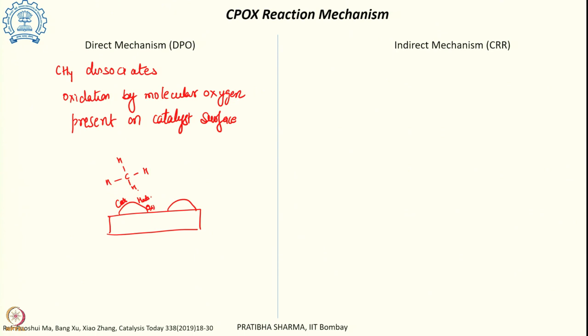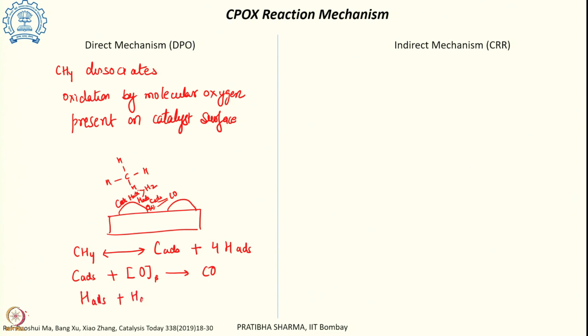So, the oxygen which is on the catalyst surface reacts with the adsorbed carbon on the surface to give CO, and the adsorbed hydrogen combines to form hydrogen molecule. So, as such, it is expected that methane on the surface of the catalyst gets adsorbed, dissociated into carbon and hydrogen, both of which get adsorbed. This adsorbed carbon combines with the surface oxygen to produce CO, and the adsorbed hydrogen combines with another adsorbed hydrogen to give hydrogen molecule.